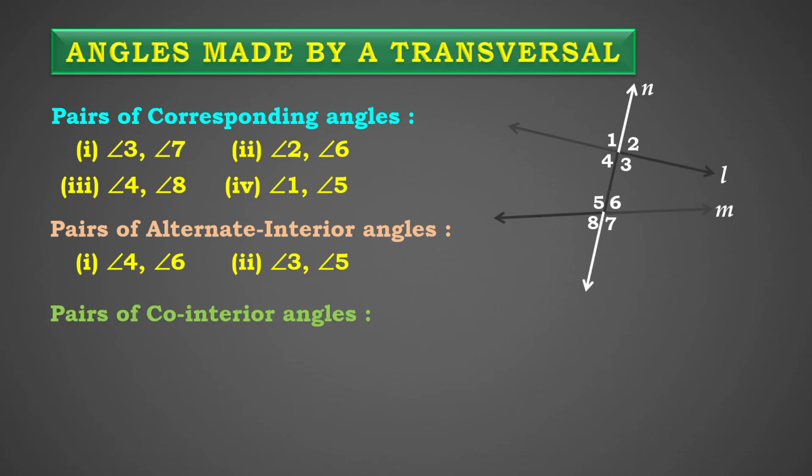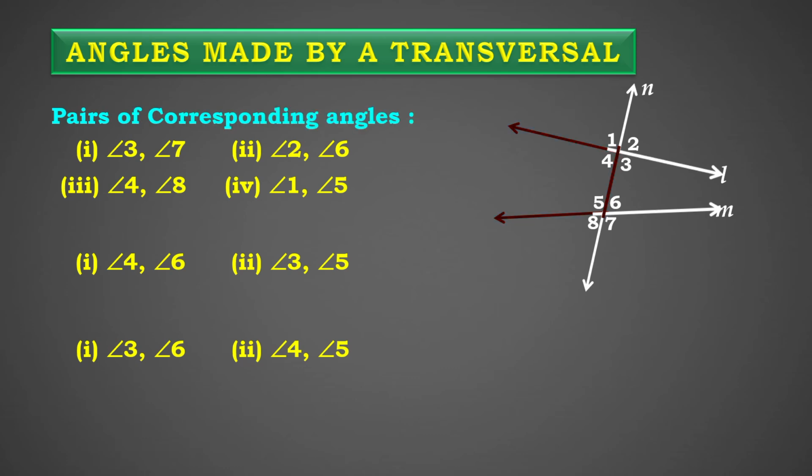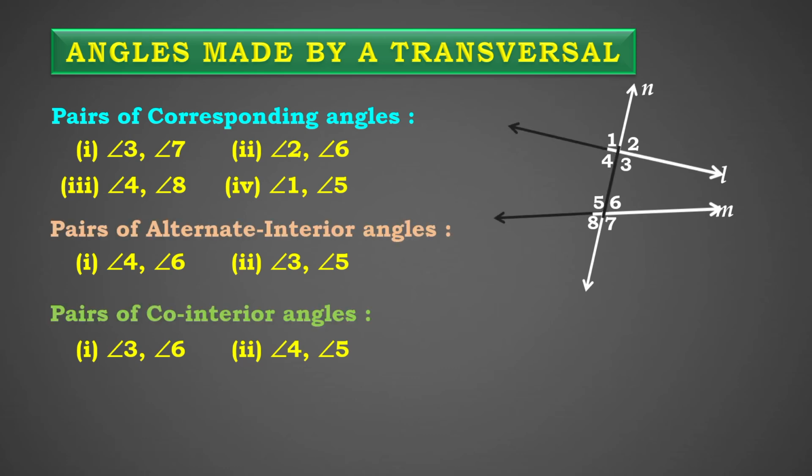Now the pair of co-interior angles. Angle 3 and angle 6, angle 4 and angle 5 are called the pair of co-interior angles. So angle 3 and angle 6 and angle 4 and angle 5 are called co-interior angles.